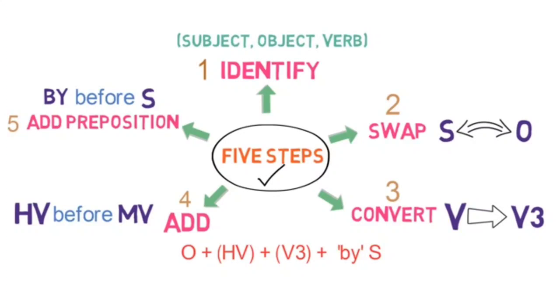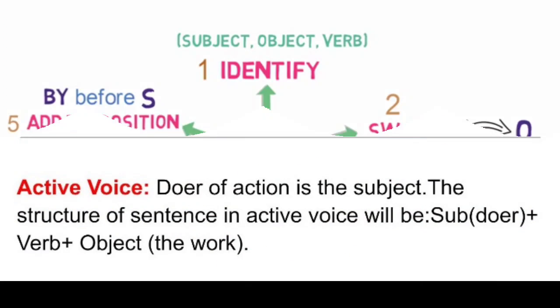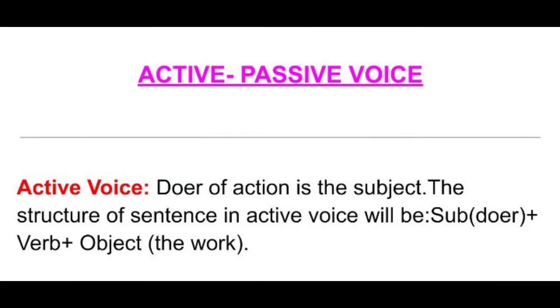So that's all from this session, children. Active and passive voice. And let's see some more examples for active and passive voice. Children, let's see the definition and examples for active and passive voice. First, let's see what is meant by active voice. Active voice means a doer of the action is the subject.